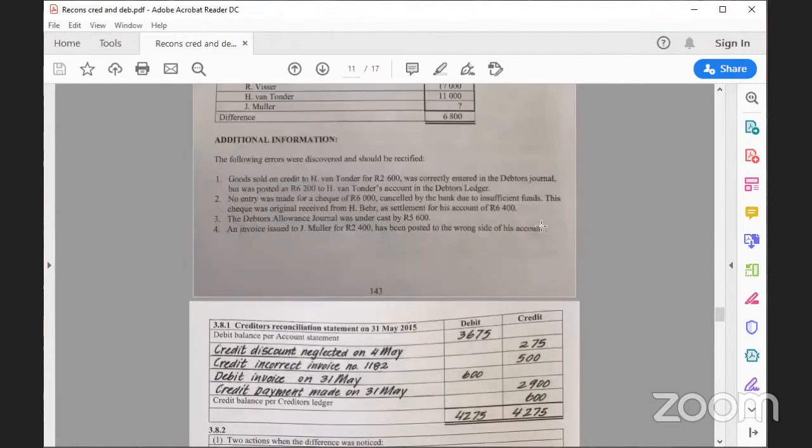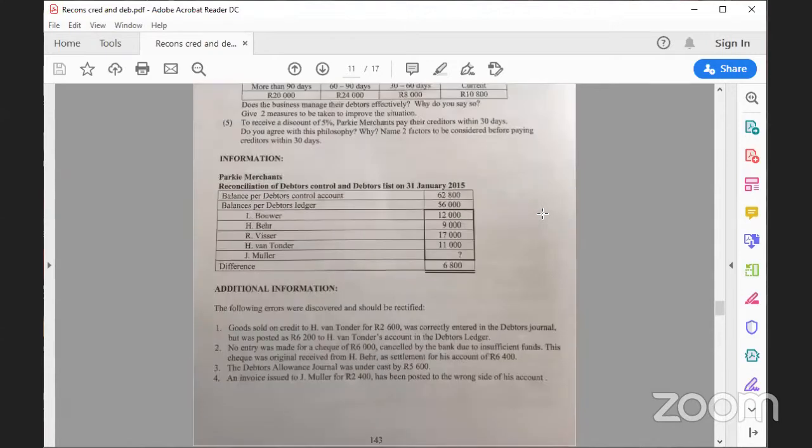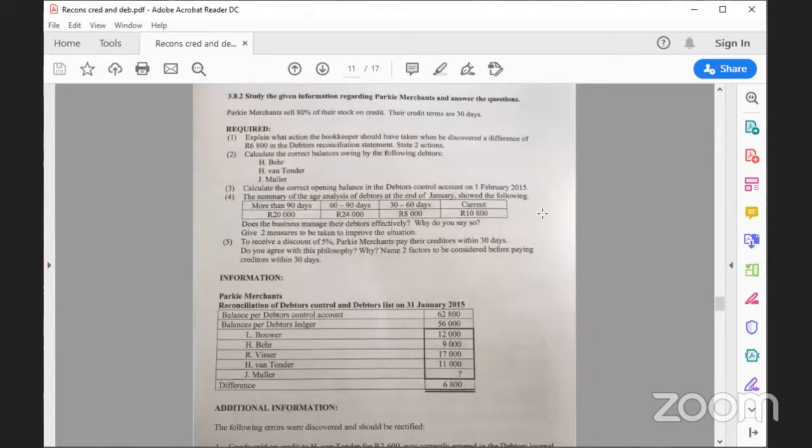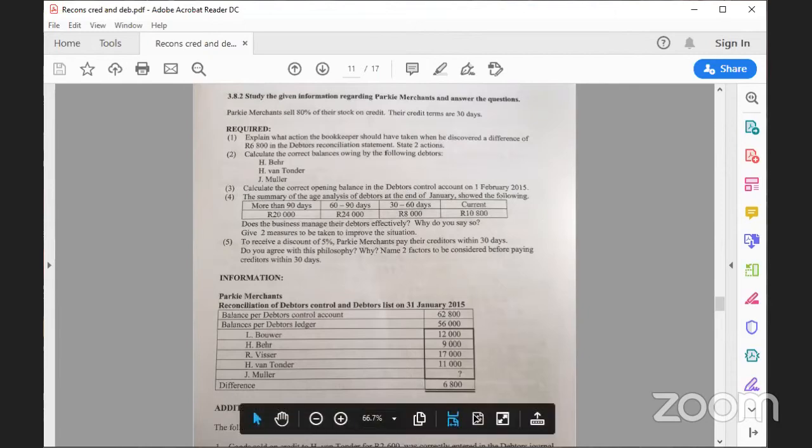How does it look? Did you guys do well? Let's quickly look at the required. So explain the action the bookkeeper should have taken when he saw this difference.